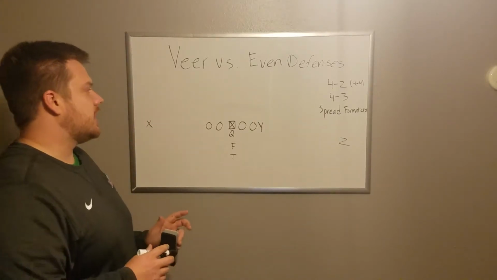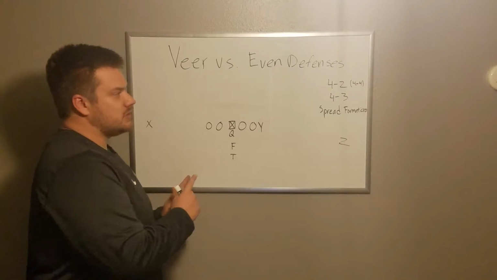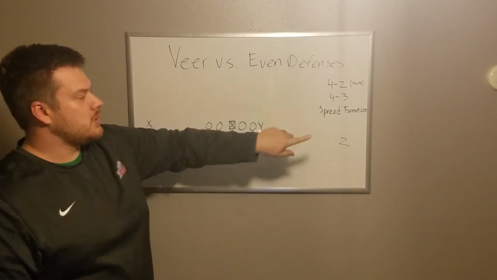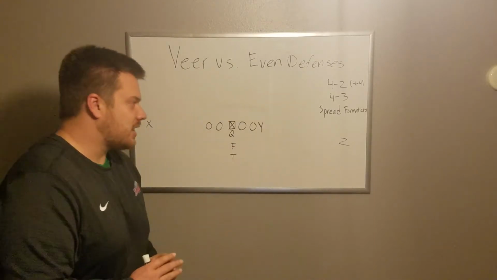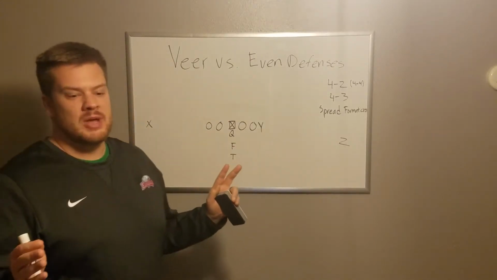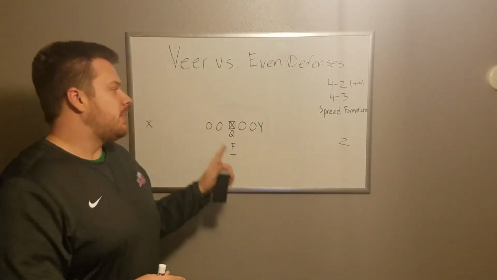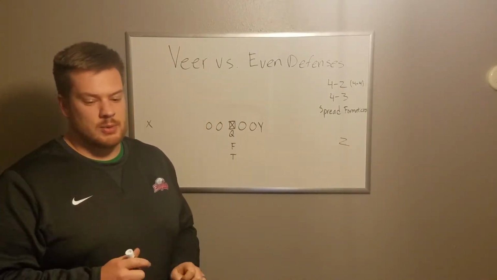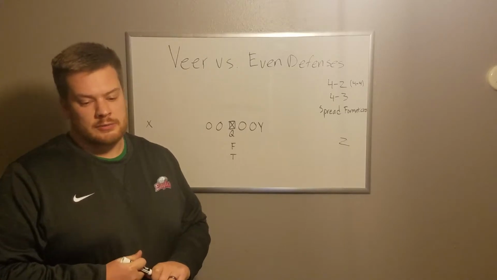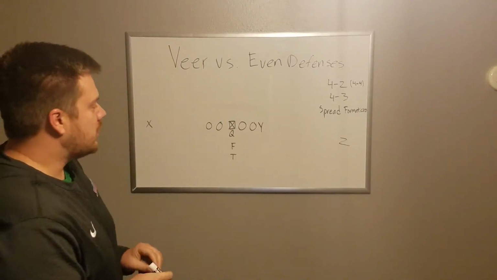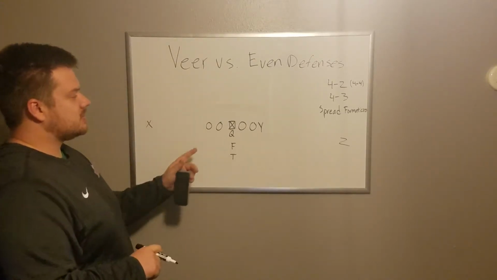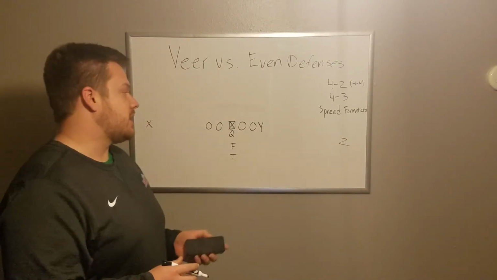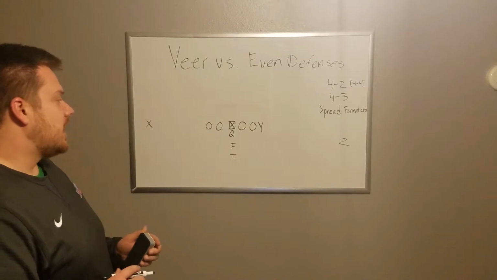And so now I want to, again, move into our Veer versus even defenses. We'll talk about a 4-2 or 4-4, a 4-3, and then we'll talk about how we spread out a little bit and still run the Veer, but we can manipulate the defense to get into things that we really want. So first, when the quarterback comes to the line of scrimmage, I just want to share some of the details of how we attack this.